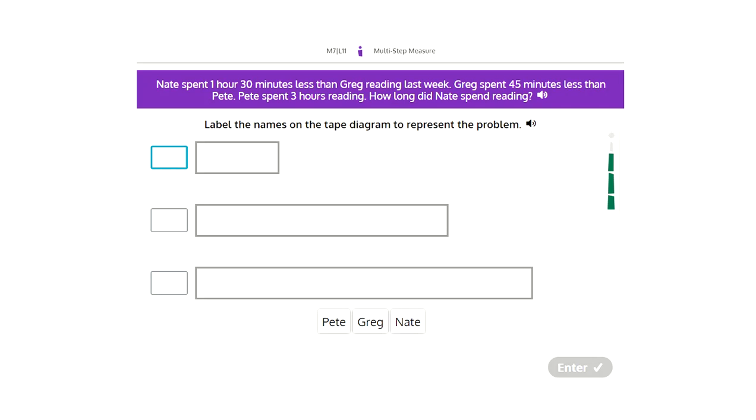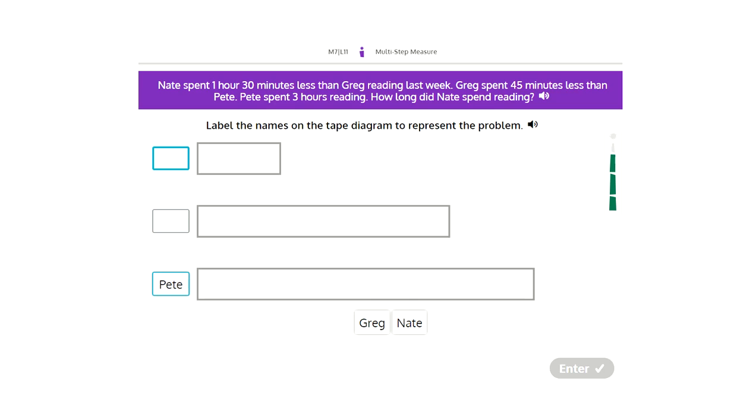On the next problem, we need to label several tape diagrams to represent the problem. Nate spent 1 hour 30 minutes less than Greg reading last week. Greg spent 45 minutes less than Pete. Pete spent 3 hours reading. How long did Nate spend reading?